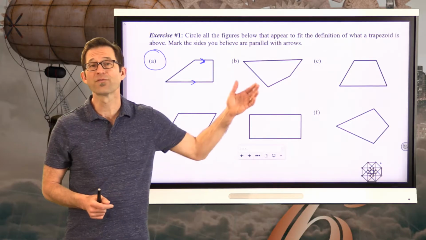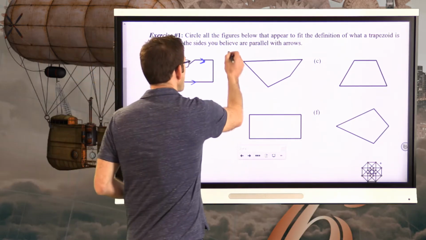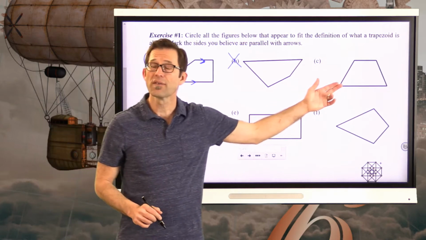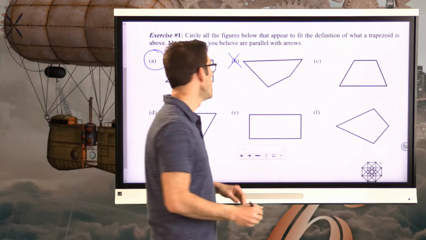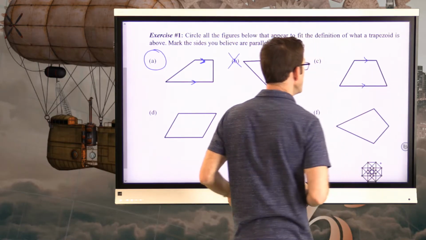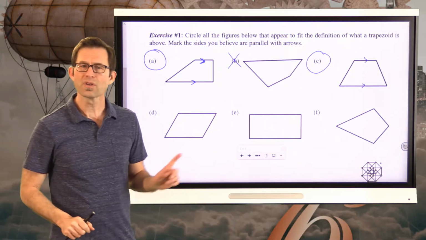Well, this nice four-sided figure has absolutely no pairs of parallel sides. So it's a quadrilateral, but it certainly is not a trapezoid. Now this is an interesting looking figure. Like letter A, it is a trapezoid because these two sides are parallel. So that's a trapezoid. Now let's talk about letter D.